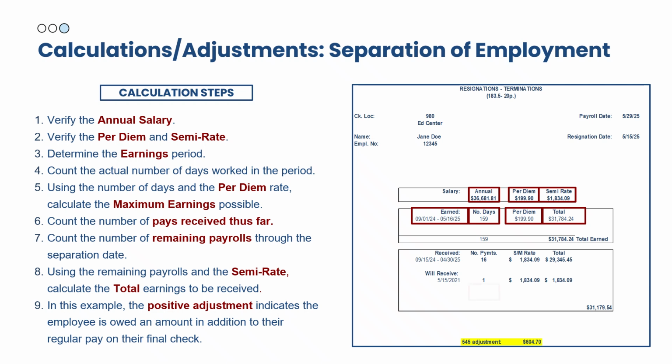We then calculate the number of pays you have received and multiply that by your period pay rate to obtain the total pay received thus far. We calculate any remaining pays and multiply by the period pay rate. We add the total to the total pay received thus far and calculate the total earnings. We subtract the total earnings from your maximum earnings above to find the adjustment, which is either owed to payroll or to the employee.